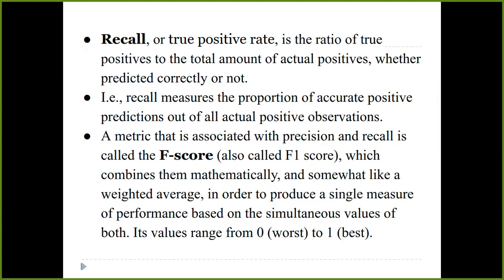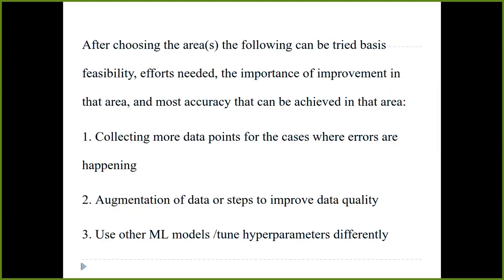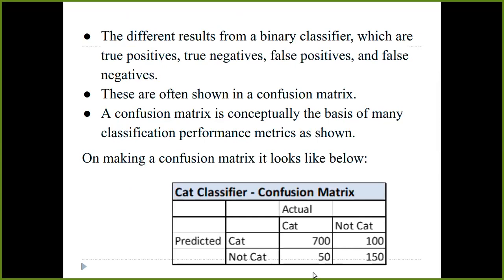You might be getting confused between the two. We can see true positive divided by positive predictions. Here the actual positives, actual cats, and predicted cats are used. So these numbers will be used in terms of precision, and those will be used in recall.